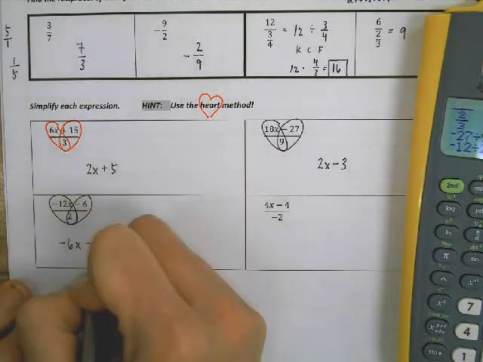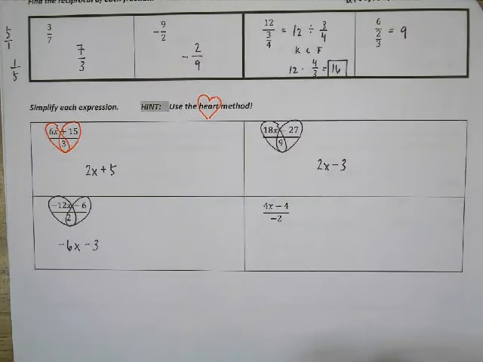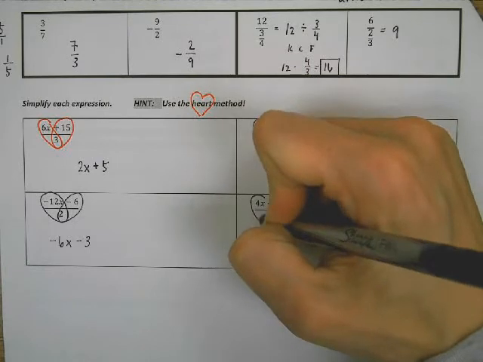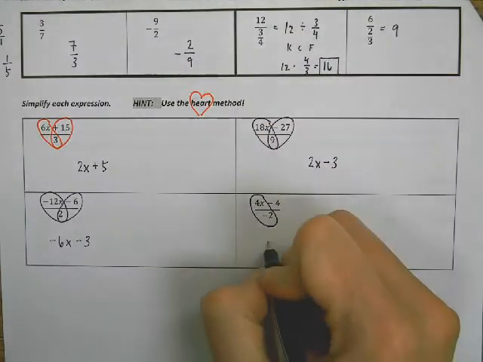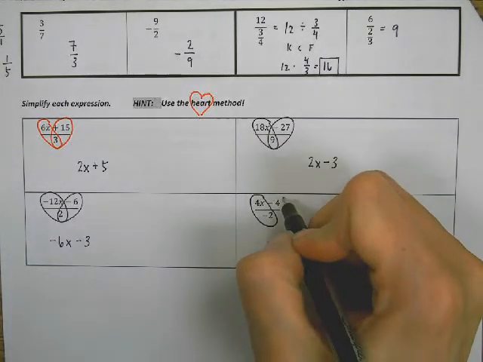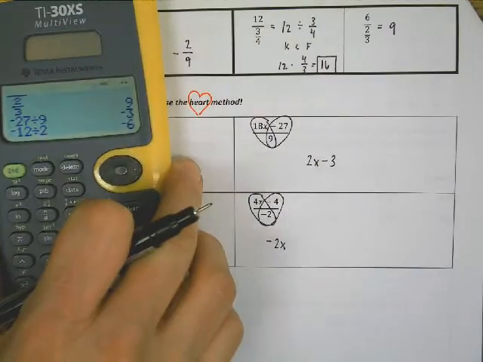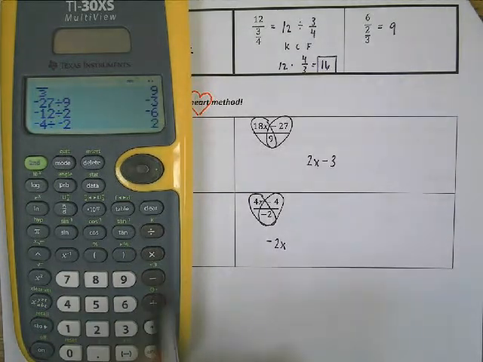All right, one more to go. So again, here's a negative again. I have a 4 divided by a negative 2. 4 divided by negative 2 is a negative 2x. And now here's where I really need to watch out. I have a negative 4 divided by a negative 2. So negative 4 divided by a negative 2 gives me a positive 2. Since that's positive, this is going to be a plus 2.